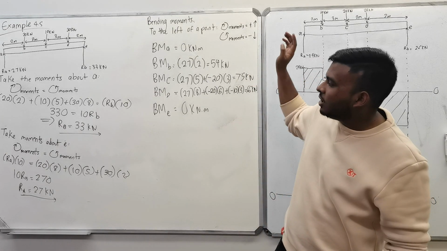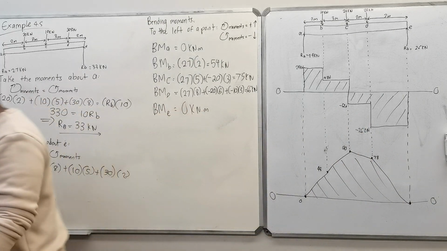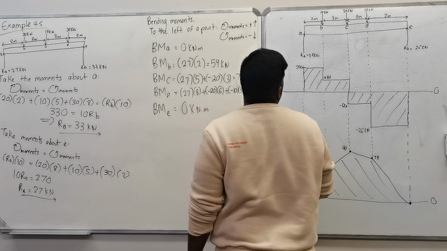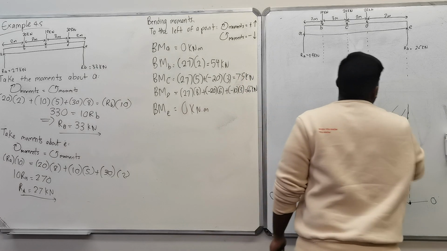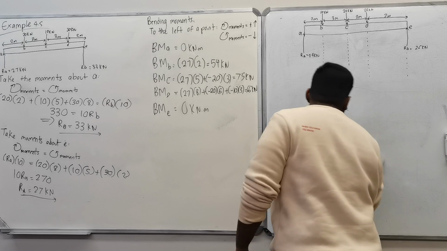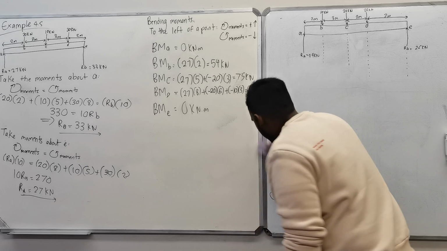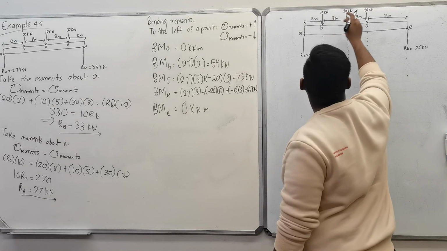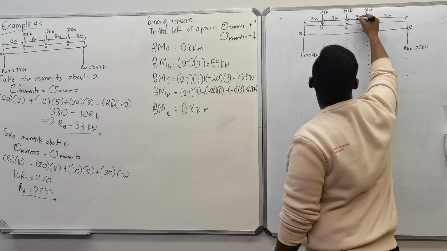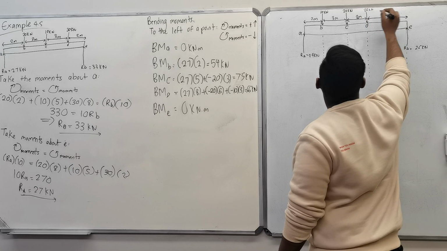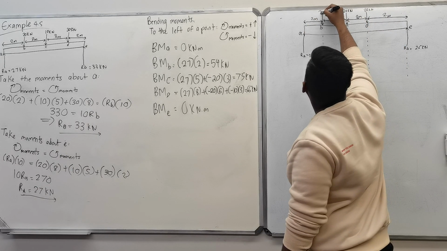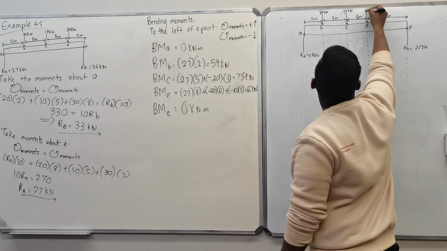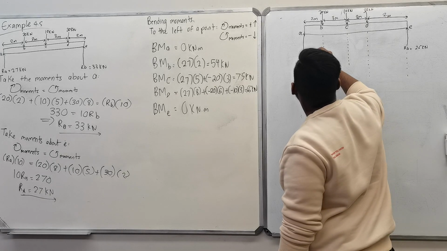Now we've got everything we need to draw our diagrams. So let's draw our diagrams. Right? So three, 2, 20, 10, 30, 27.